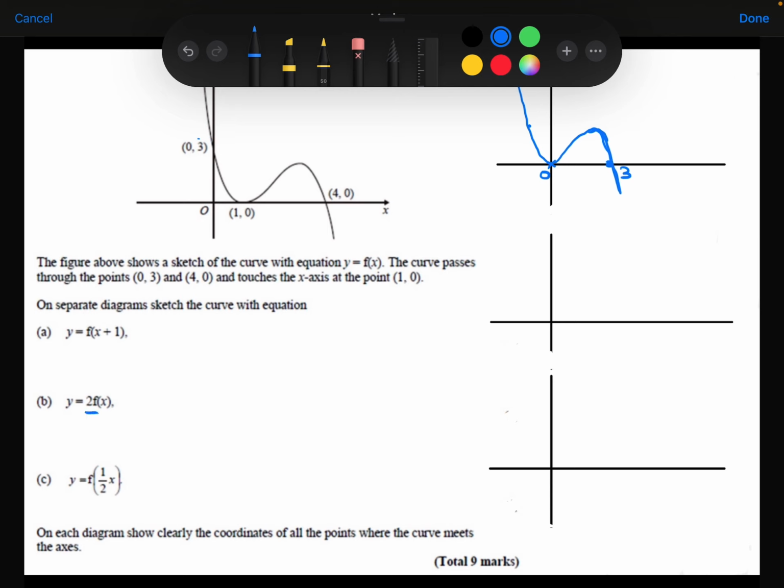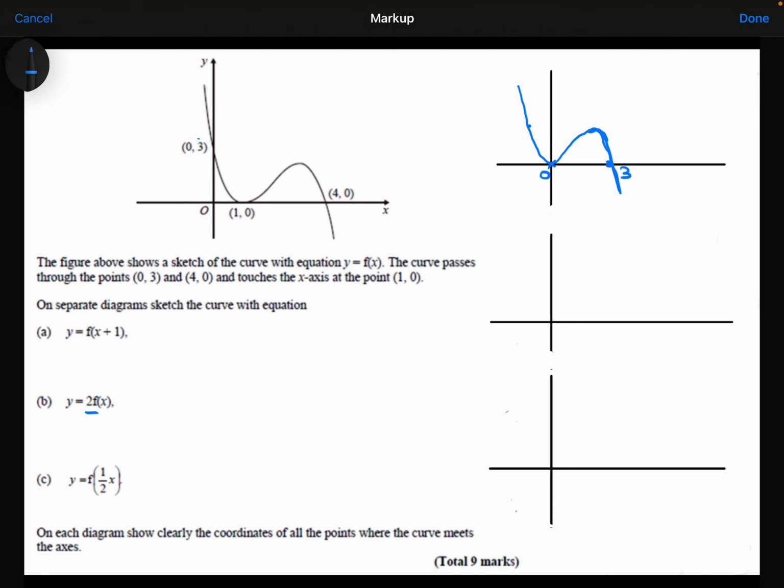Part B, we're doing y equals 2 f of x. So what that does, the 2 on the outside there affects the y coordinates and the y coordinates only. And we're going to times them all by 2. So the y-intercept that was at (0, 3) is now going to be at (0, 6).